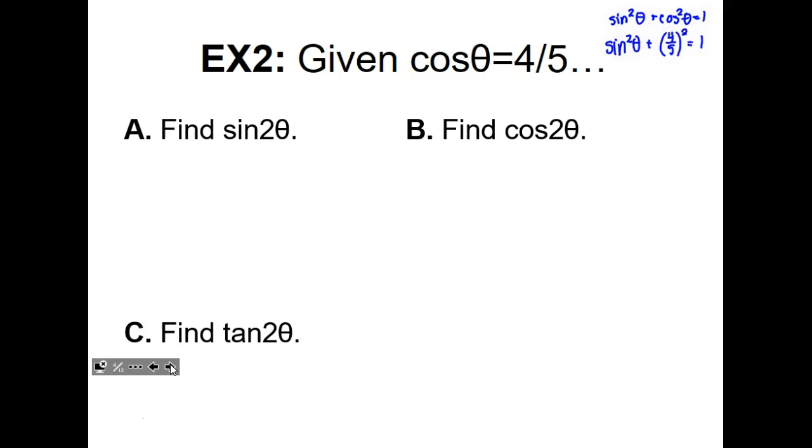This is another one like you might see on your test. I'll expect you to be able to do this without a calculator. So sine squared theta plus... 9 over 25. What's the last thing we do here? Square root. So we get sine of theta is 3 over 5.